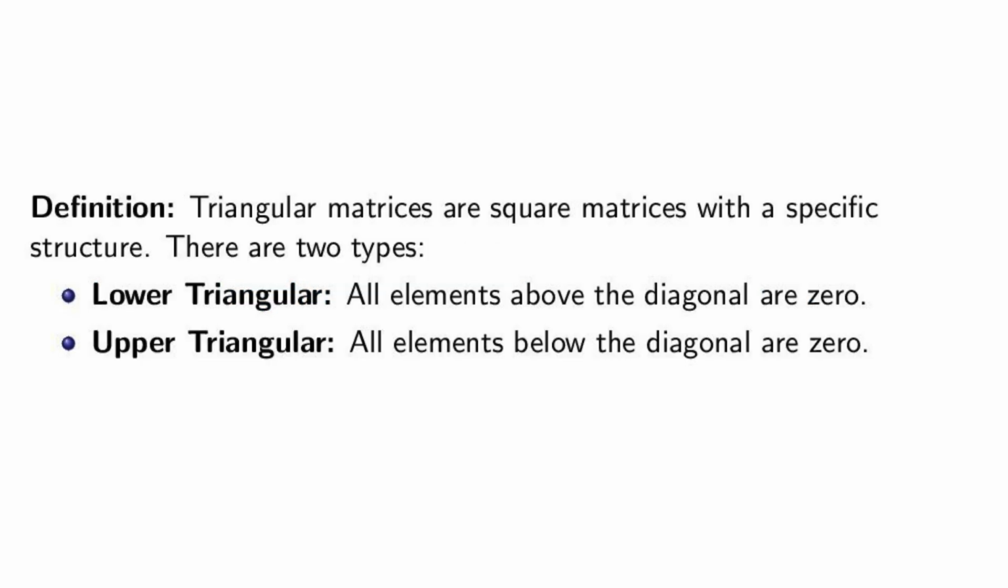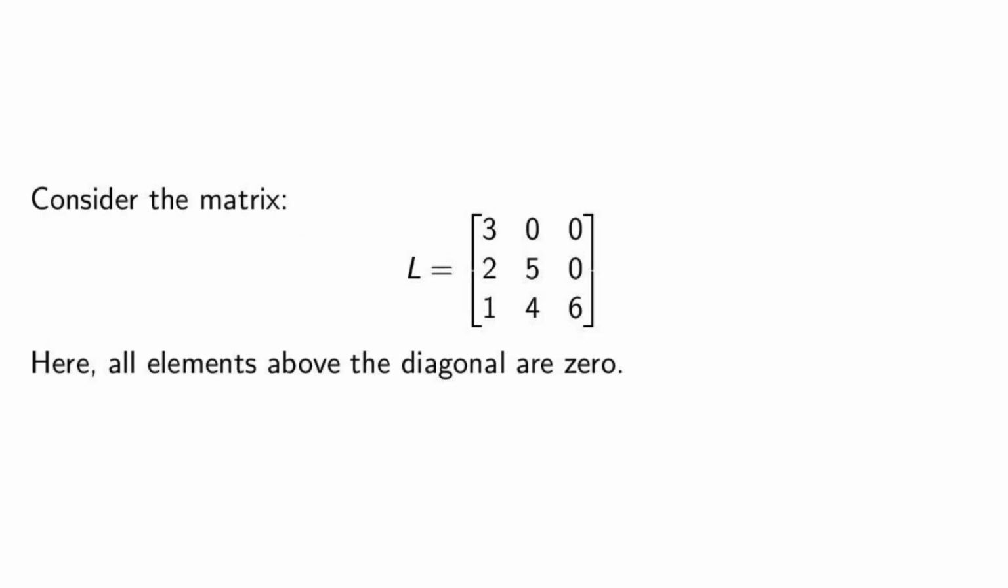Now let's talk about triangular matrices. Triangular matrices are also square matrices, but they have a specific structure. There are two types, lower triangular and upper triangular matrices. This is a lower triangular matrix where all the elements above the diagonal are 0. Notice how the upper right triangle is filled with zeros, leaving the diagonal and lower left part filled with non-zero elements.